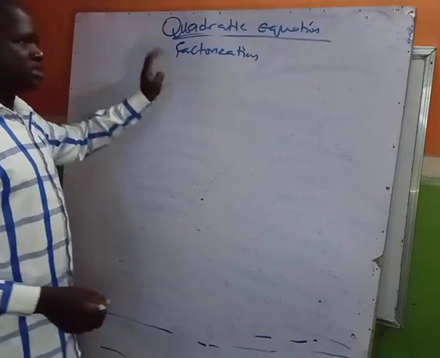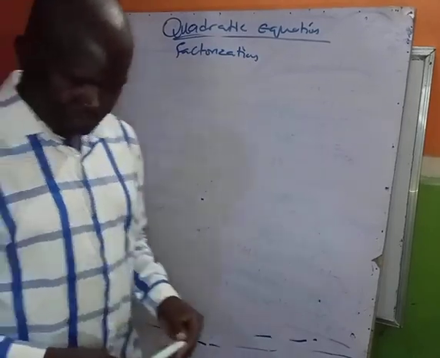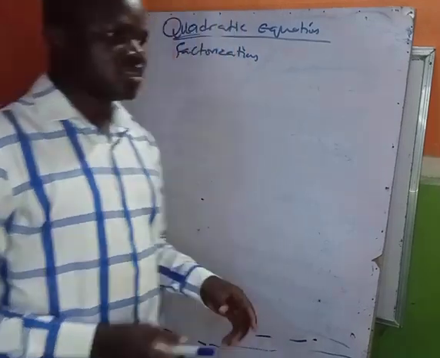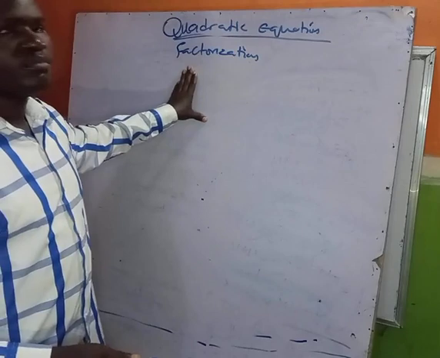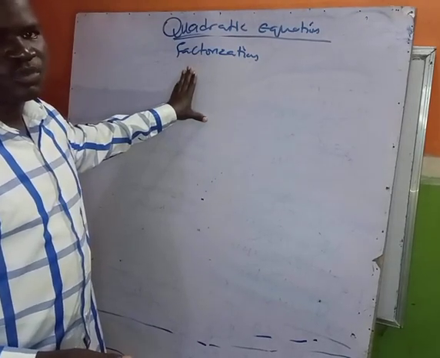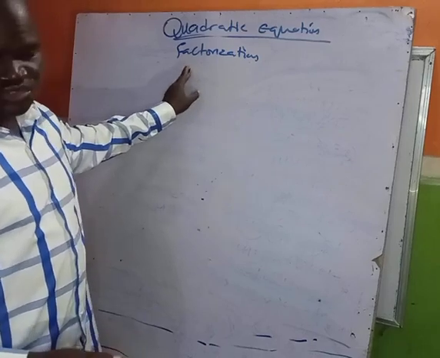Let's look at quadratic equation, that is, the method of factorization. So what do we talk about? Factorization, factors.